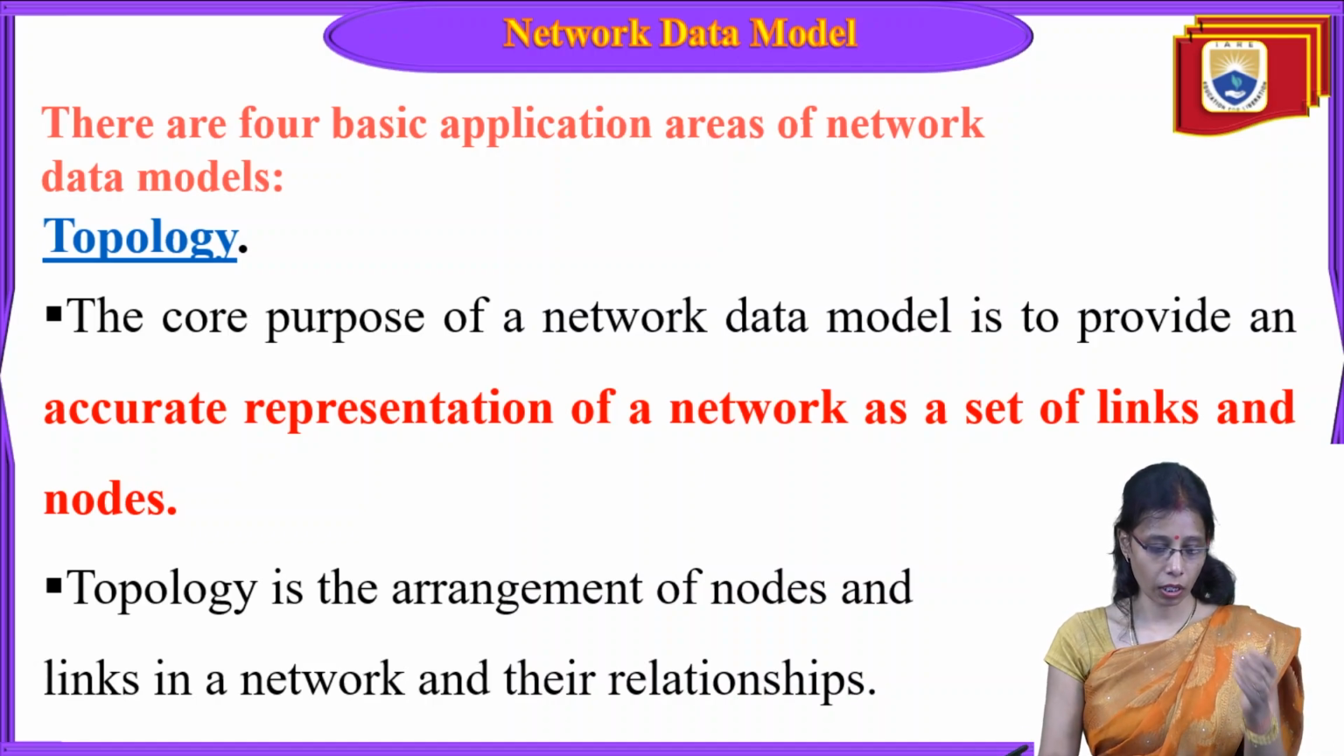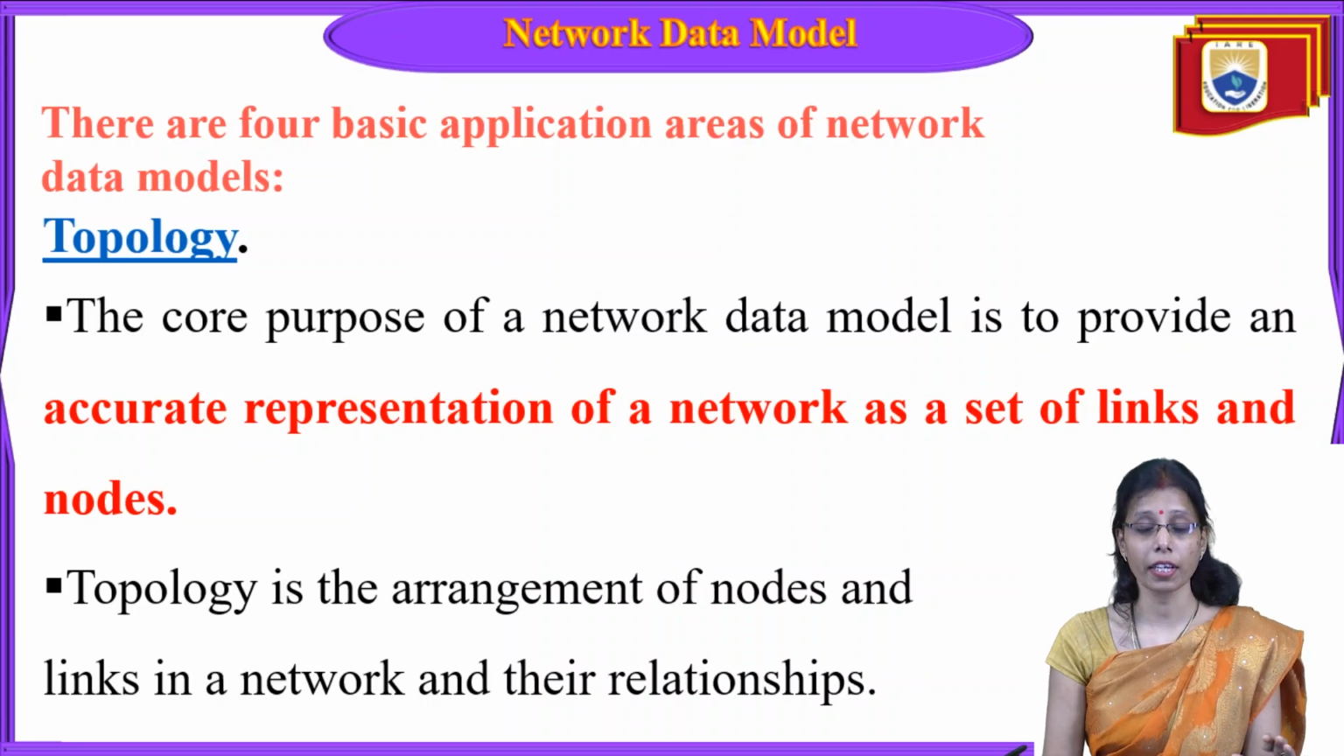In this network data model, the first one we have is topology. So what is topology? The core purpose of a network data model is to provide an accurate representation of a network as a set of links, nodes and coverages. Topology is the arrangement of nodes and links in the network and their relationship. Topology will show you the total build of the topography, and there should not be any errors showing in any kind of data.